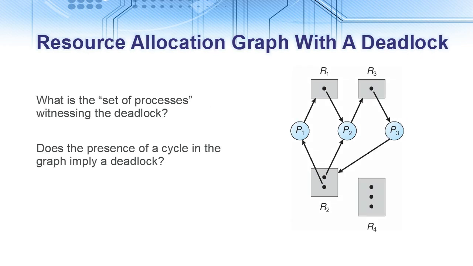Resource allocation graph with a deadlock. Here we can see the same diagram, but there is one extra request edge from P3 to R2. So this request edge makes the deadlock.